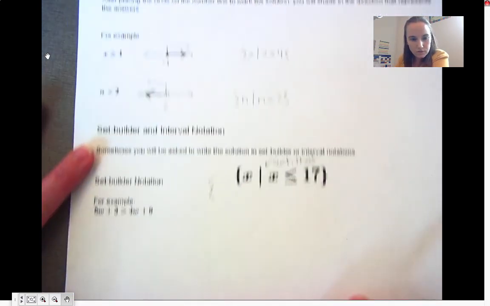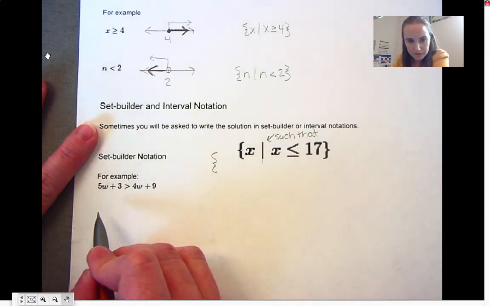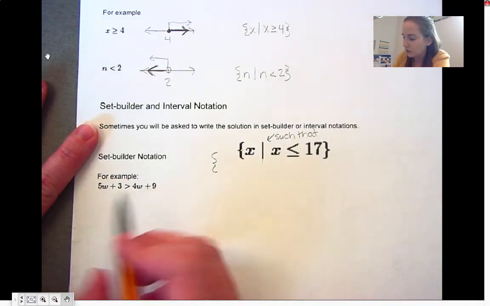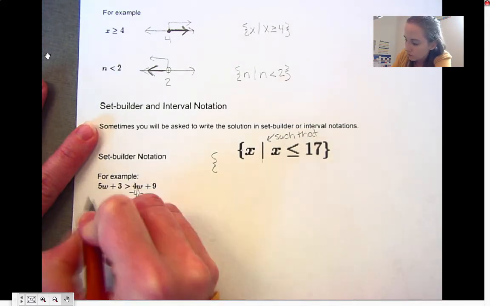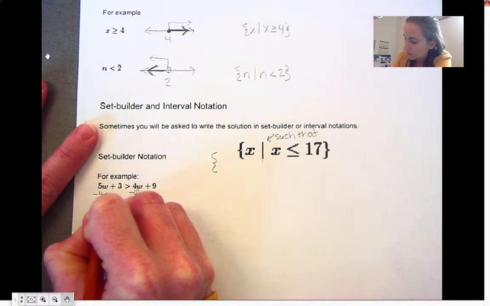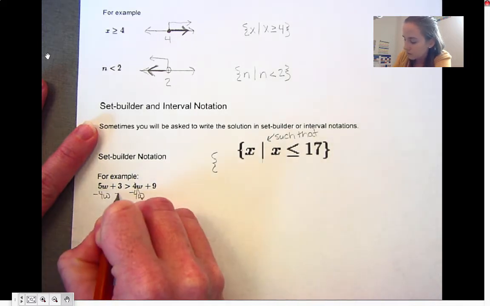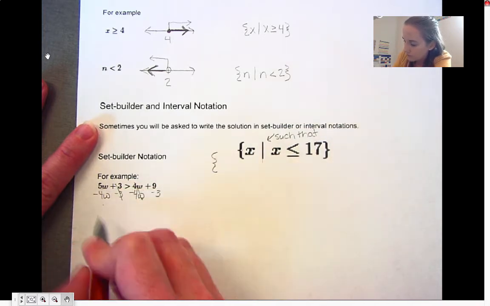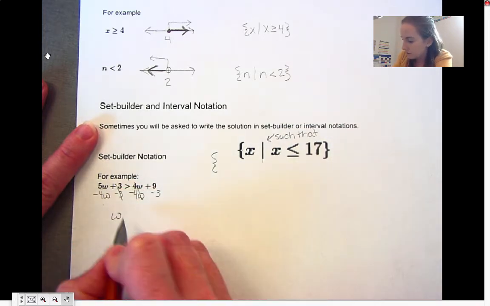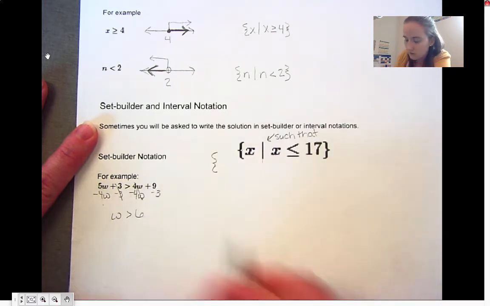Okay, so let's solve this inequality. Get all your w's on one side and all of your constants on the other side. So I'm going to subtract 4w from both sides, and I'm going to move the 3 to be with the 9, so minus 3 and minus 3. So I'll have w on the left is greater than 9 minus 3 is 6.